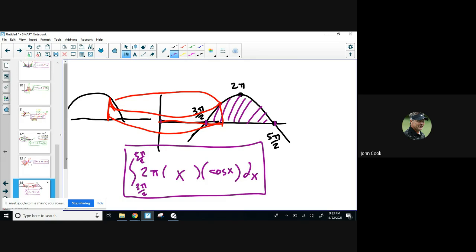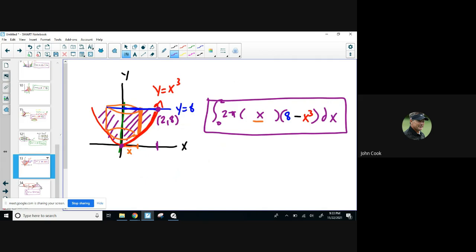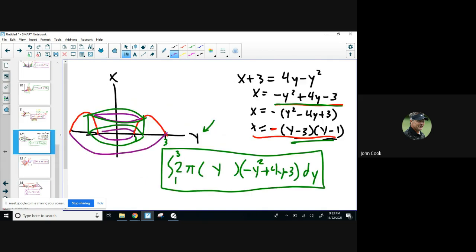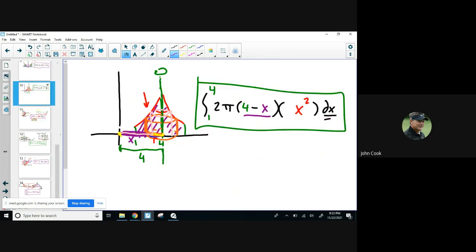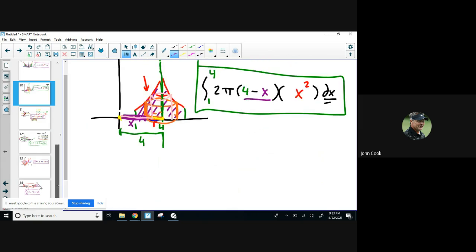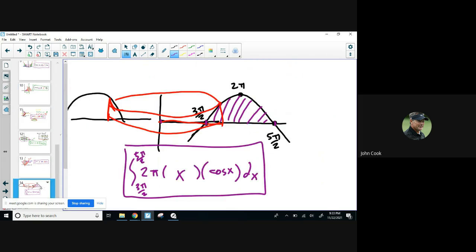Let me double check. I'm going to be so mad at myself if I mess up on any of these. So 0 to 2, that's right. This one goes from 1 to 3, that's right. This one goes from 0 to 1, yep. Okay, I did all right on these. I was worried because it's late, and I hope I didn't make any mistakes. I don't think I did. So there's your volume for that last one.